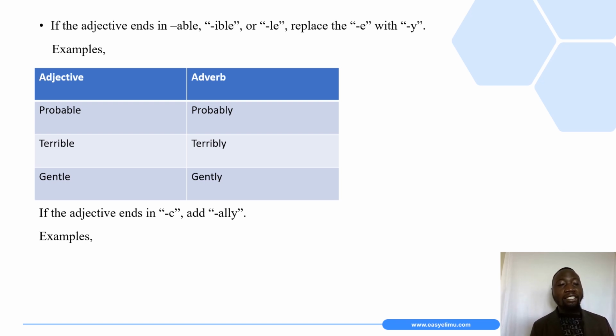Then again, looking at gentle, if we omit the E or drop it and replace it with the letter Y, we will have gently. So there are also other categories of adjectives that end in the letter C. If an adjective ends with the letter C, we are supposed to add the suffix ly, that is a double l y.